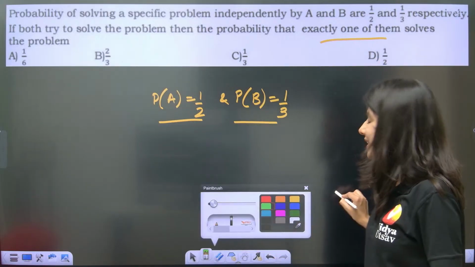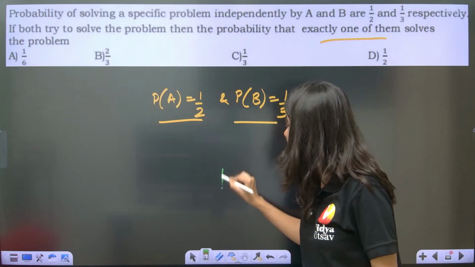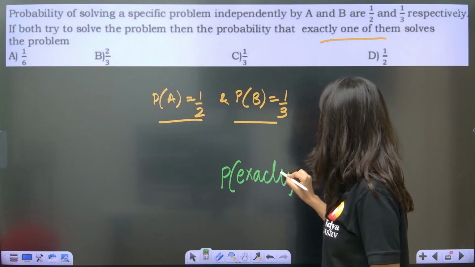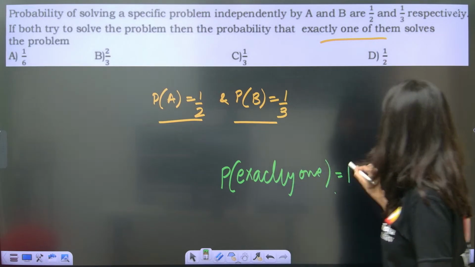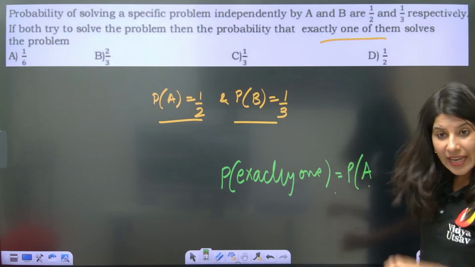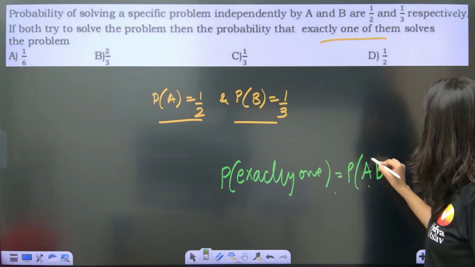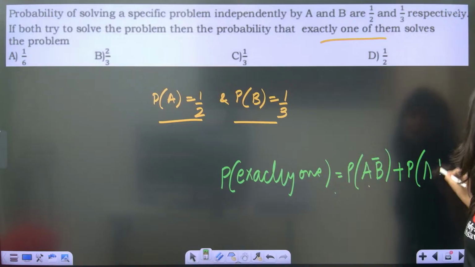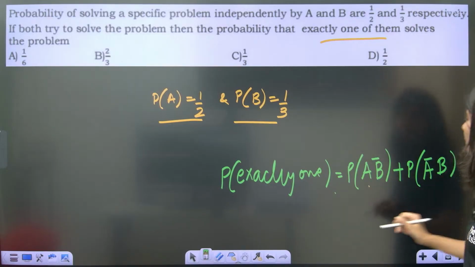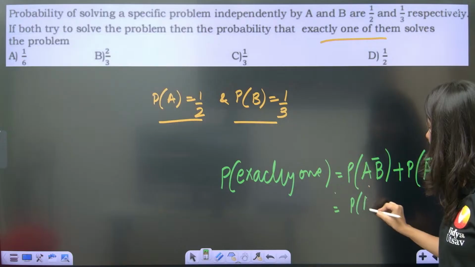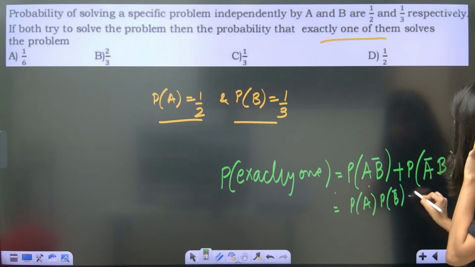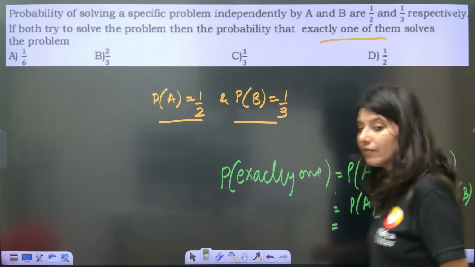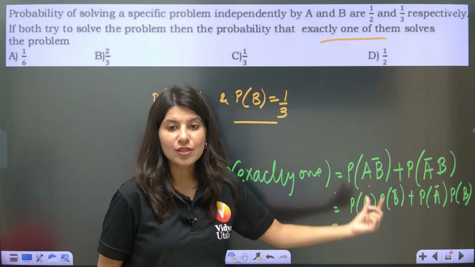So exactly one of them solves means what? That we want the probability that A will solve the problem, but we make sure that B is not solving the problem, plus this time A is not going to solve the problem, but B is going to solve the problem. So this is probability of A, probability of B complement, plus probability of A complement, probability of B. Since they are independent events, the intersection will get multiplied.